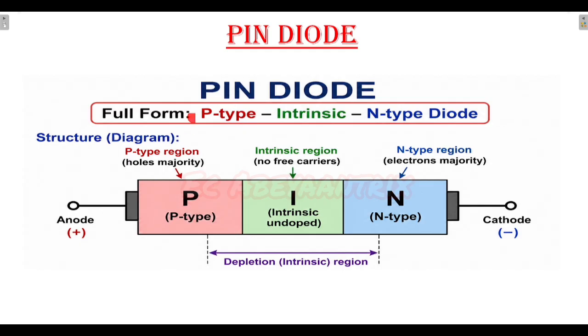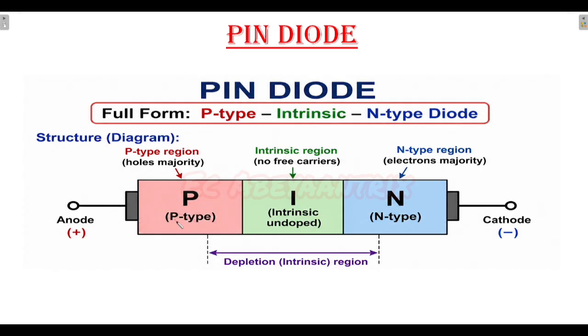As we learned earlier, in P type the majority charge carriers will be holes, right? And in N type the majority charge carriers will be electrons, and in intrinsic there will be an equal number of electrons and holes. There will be no dopant or impurities added, so this is a pure type of semiconductor. Its conductivity depends only on the temperature. You remember, right? So this is the structure of the PIN diode.